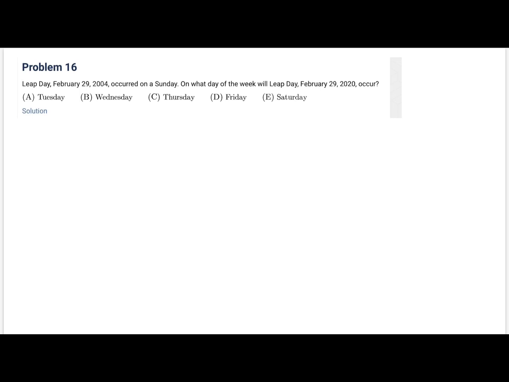Number 16, leap day, February 29, 2004 occurred on a Sunday. What day of the week will leap day, February 29, 2020 occur? So leap day, February 29, 2004 occurred on Sunday. Then 2004, March 1st, is one day after Sunday, right? So it's Monday. And then 2005 is a normal year, not a leap year.